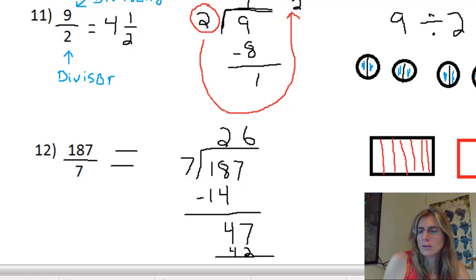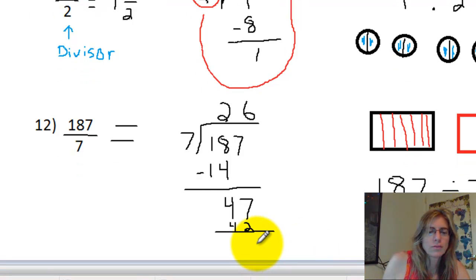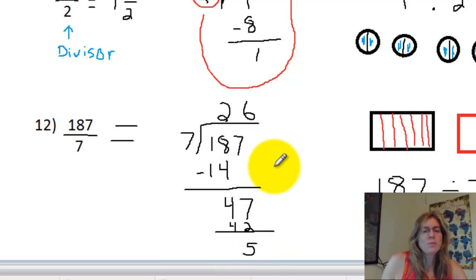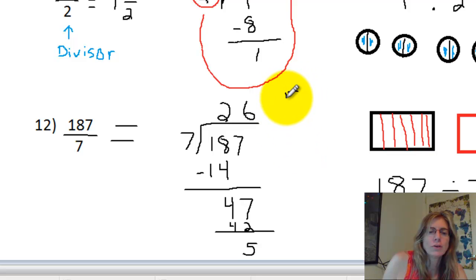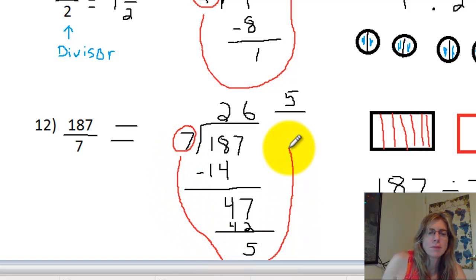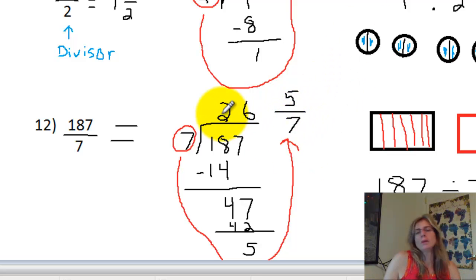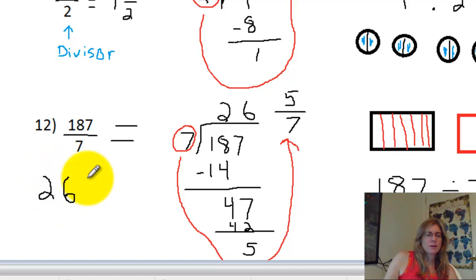And 47 minus 42 is 5. But we do not put remainder 5. This 5 becomes the numerator of a new fraction. And we take this divisor and make it the denominator, 5/7. So our whole number is 26. Our fraction is 5/7. So the answer is 26 and 5/7.